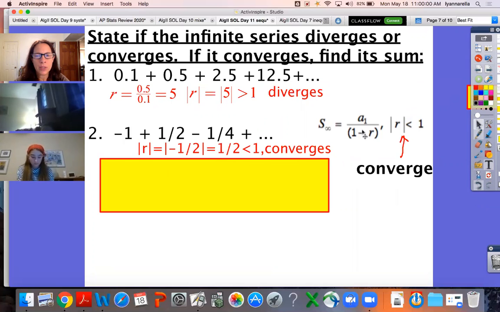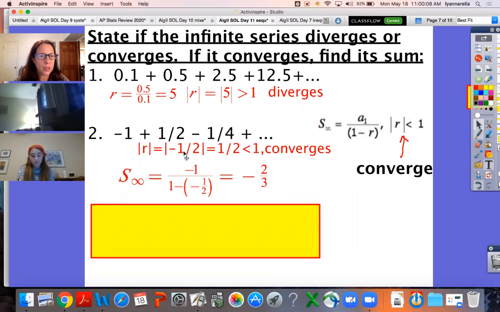So now I can use this formula for a converging series. So A1 is negative 1, r is negative 1/2. So remember, you use the original r, you don't use the absolute value r. So I have to go back to the negative 1/2. So A1 over 1 minus r, and remember, if r was negative, you have to say 1 minus negative 1/2, and that gives me the sum of that infinite series.